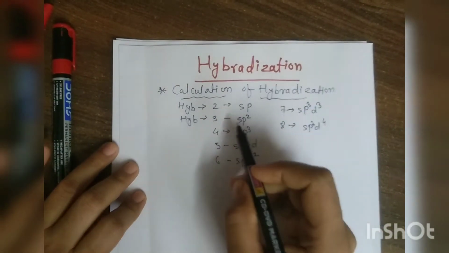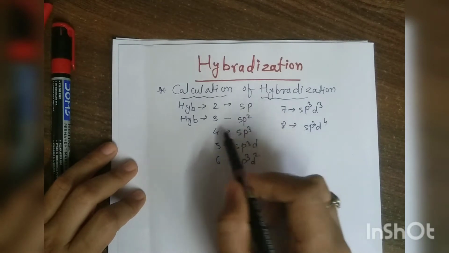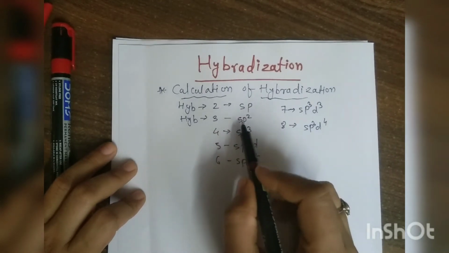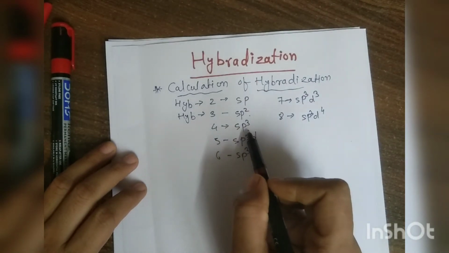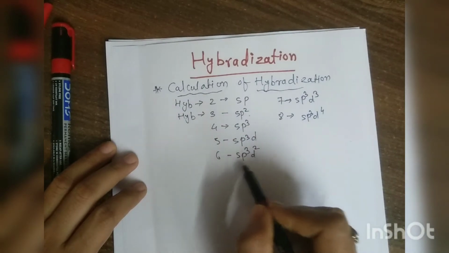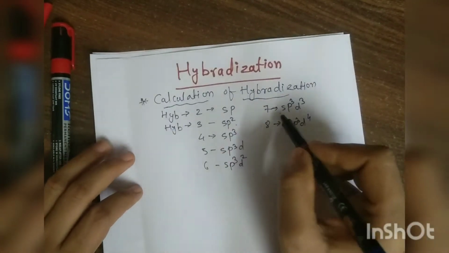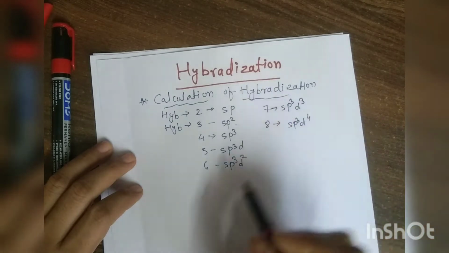If the hybridization number is 2, then it is sp hybridized. If it is 3, it's sp2 hybridized, and when it is 4 it is sp3 hybridized, 5 sp3d, 6 for sp3d2, 7 for sp3d3, 8 for sp3d4.